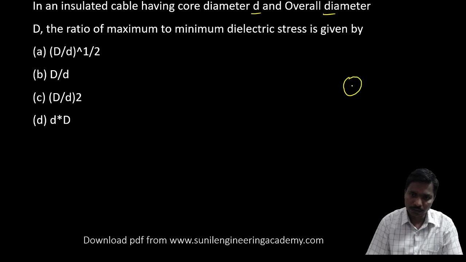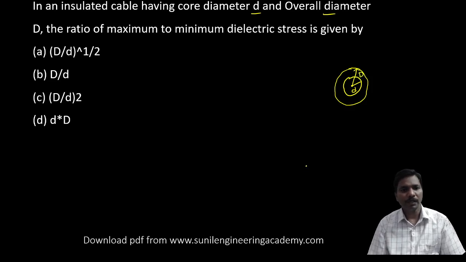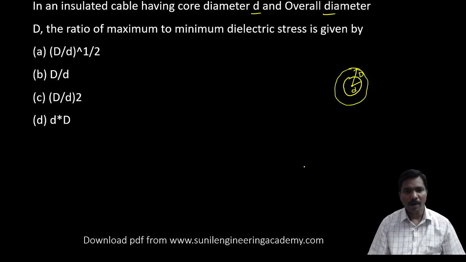This is considered as the core, small d, and upon that we have the insulation. So this is the overall diameter. Overall diameter they have given as capital D. Then the ratio of maximum to minimum dielectric stress is dash.